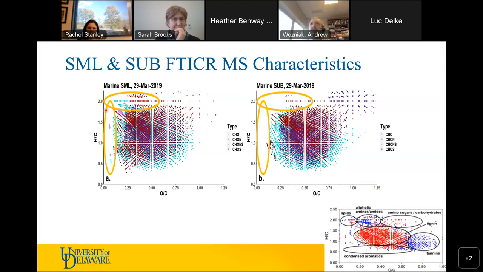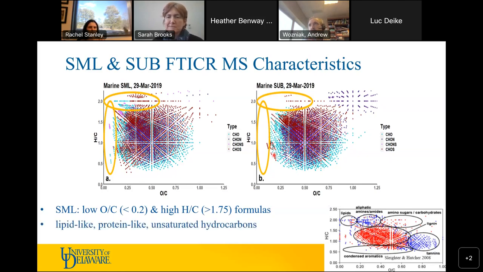In particular, we're seeing contributions from formulas in the microlayer in these areas that aren't present here in the subsurface waters. So in the microlayer, we're seeing more formulas at these low O to C and high H to C ratios. And these would correspond to maybe lipid-like, protein-like, and unsaturated hydrocarbons.